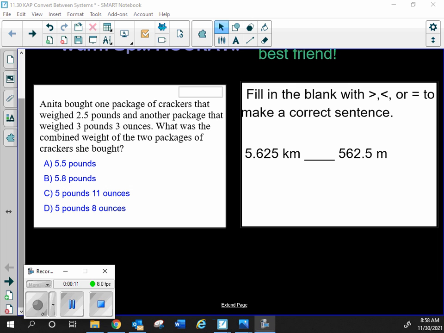All right, Anita bought one package of crackers that weighed 2.5 pounds and another package that weighed 3 pounds 3 ounces. What was the combined weight of the two packages of crackers she bought? What did y'all do? So I first converted them into ounces. Okay, like just straight up ounces? Okay. So if I convert 2.5, I knew that 1 pound is 16 ounces.